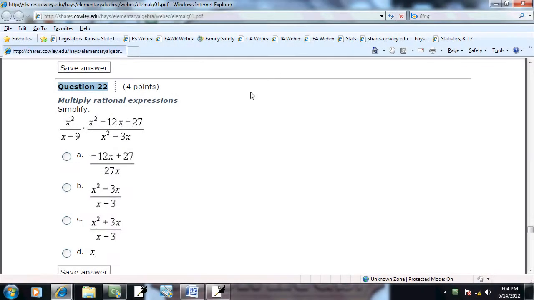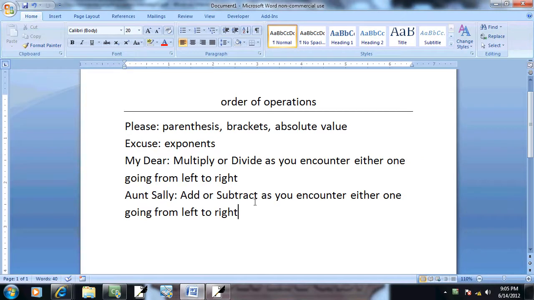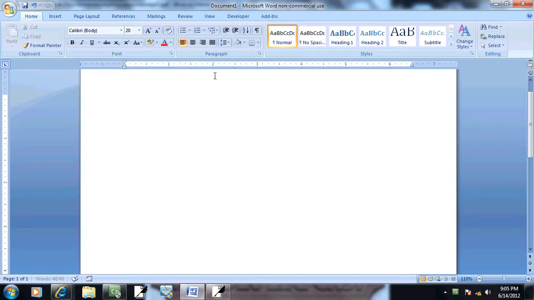Let's take a look at problem number 22, multiplying rational expressions. Let's refresh our memory on how to do that. So multiplying rational expressions.